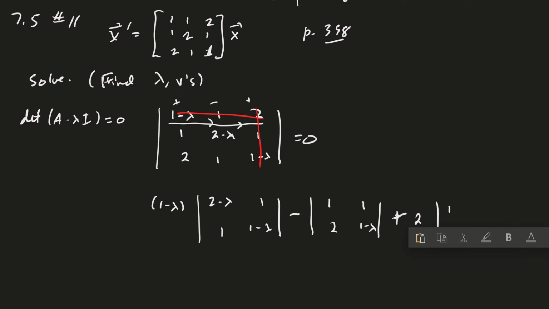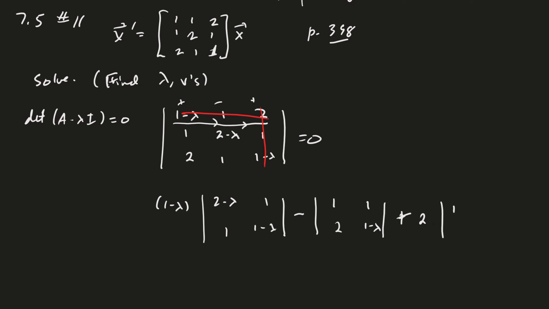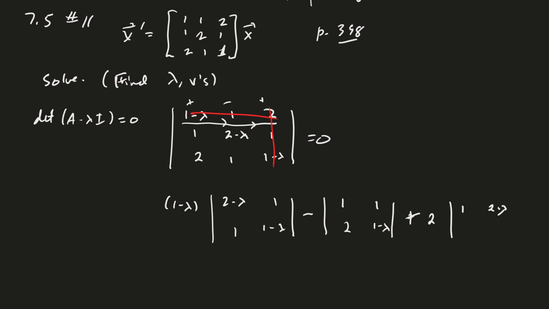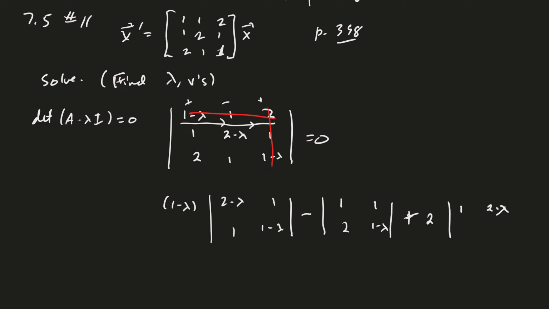1, 2, oops, oh gosh darn it. 1, 2 minus lambda. My hand is resting on something it's not supposed to be, I think. There we go. Okay.